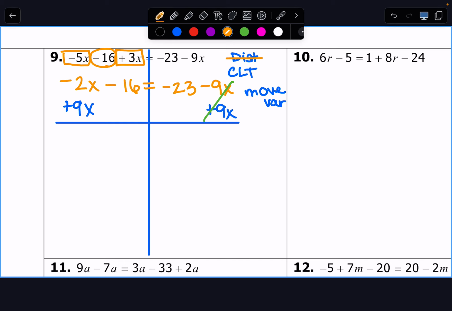How many x's do we now have on the left? Okay, so how about this? Negative 2x plus 9x. 7x minus 16 equals, what's on the right side? Negative 23. Okay, we have now got ourselves to a two-step problem. Okay, we need to undo our subtraction. So we're going to add 16 to both sides.